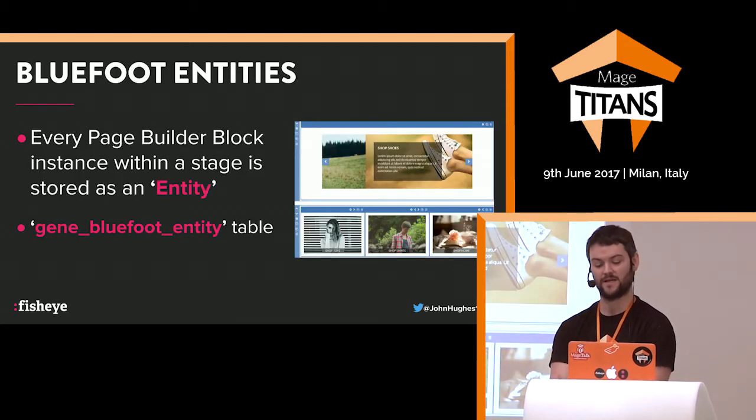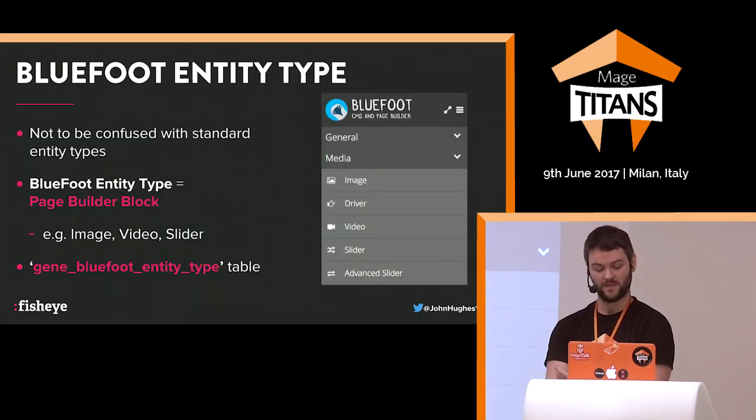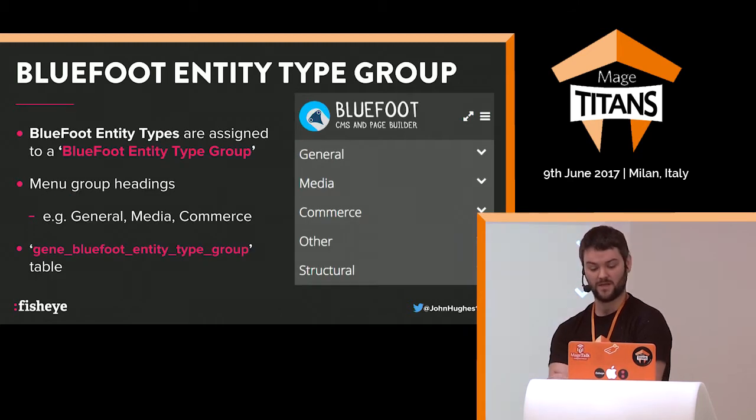In BlueFoot, an entity is simply any page builder block instance that's in the stage. An entity type is a BlueFoot specific addition. These relate to the types in the menu, such as image or video. I guess the best comparison for them with other EAV entities would be product types. A further BlueFoot specific addition is entity type groups, and essentially these are the menu groups, such as media or commerce, and every block is assigned to one of these.